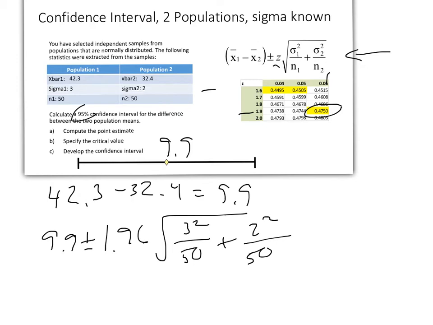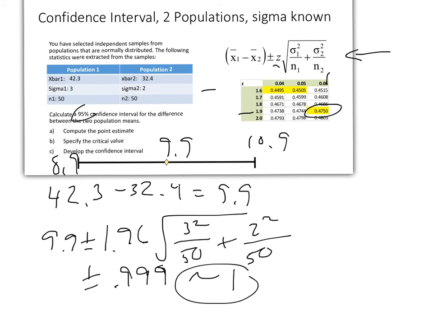And then we end up with plus or minus 0.999, and we'll say that's about 1. And so then we end up with a confidence interval of 10.9 to 8.9. Again, I'm just sort of ballparking this, plus or minus 1 there. You could do it exactly if you wanted, and on the test it would show you whether you needed to do that or not. But for our purposes here, I think that demonstrates what it is we need to do.